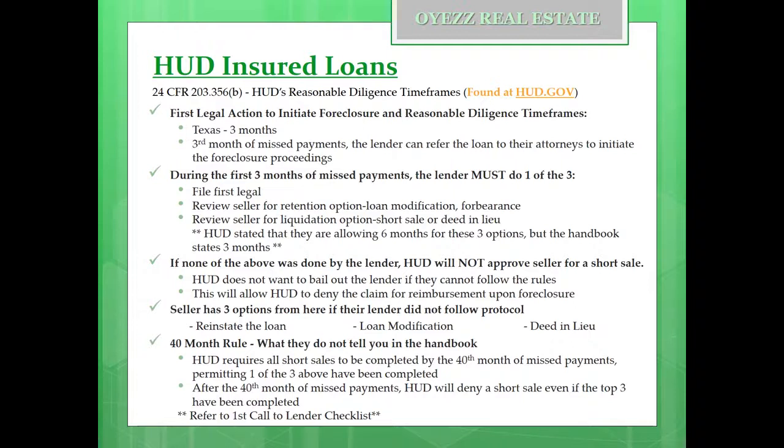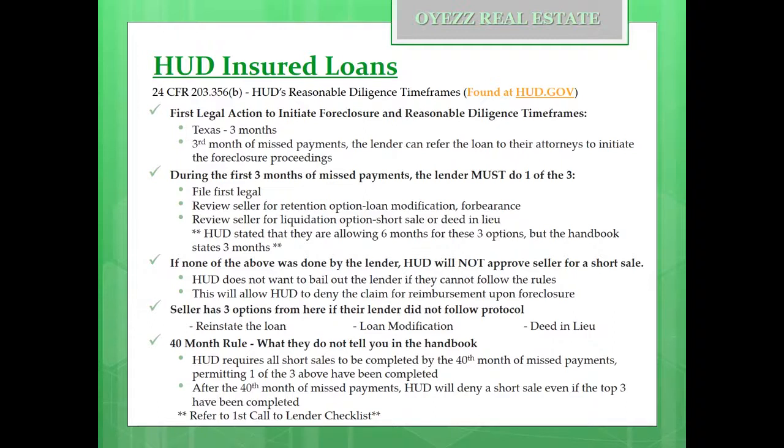So HUD also states that during the first 3 months of the missed payments, the lender must do one of the three. They either need to file first legal, meaning they're referring the loan to their foreclosure attorneys. They have to review the seller for retention option, meaning loan modification or forbearance. Or the third one is they have to review the seller for liquidation, meaning a short sale or possibly even a deed in lieu. Deed in lieu is a voluntary foreclosure where the seller is basically just giving back the property to the bank.